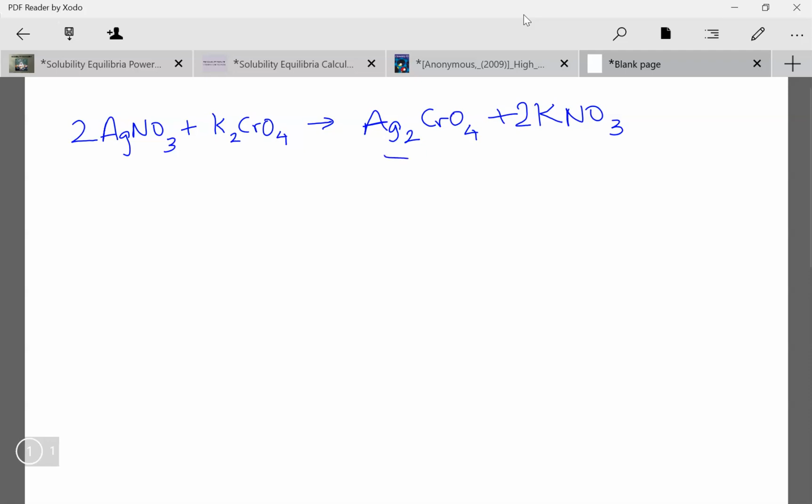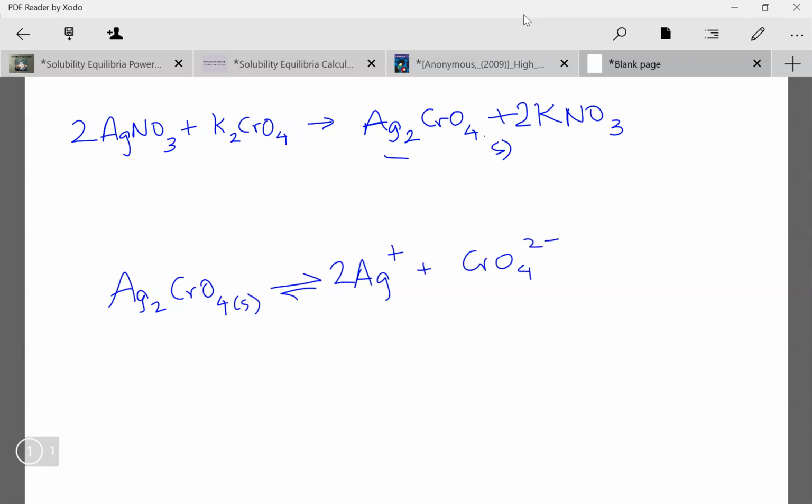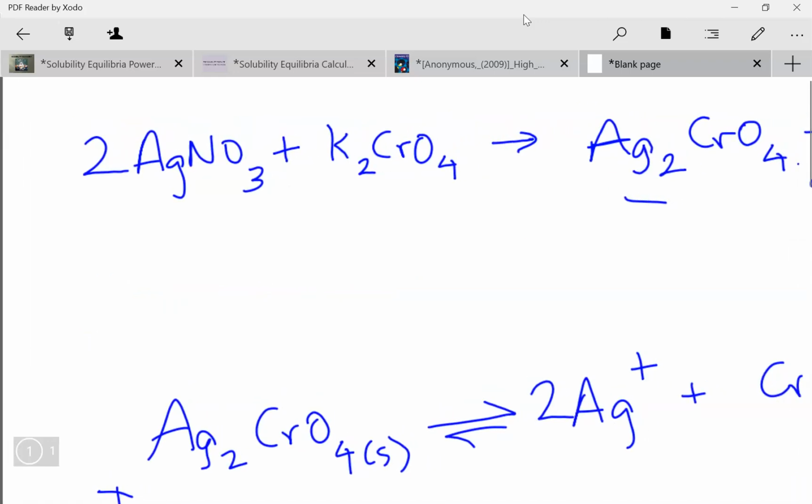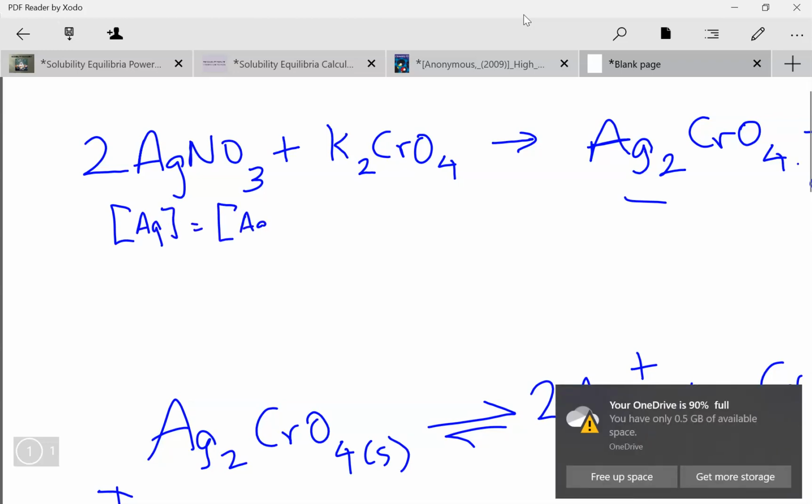But okay, basically what I'm interested in now is in my silver chromate. So I'm going to write the dissociation equation of that guy, because this is going to be my solid precipitate that could form. I have to figure out whether it does form. Okay, so now again I need initial concentrations of Ag and this guy. So I find that from my expression right here. Initial concentration of Ag is equal to initial concentration of AgNO3.